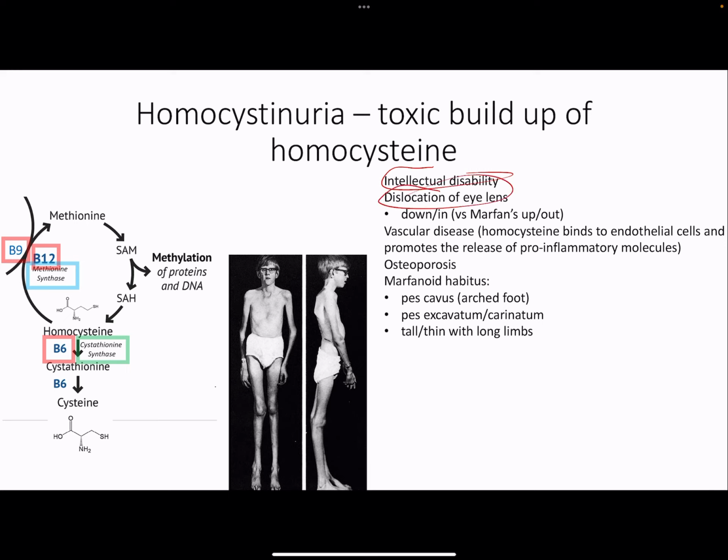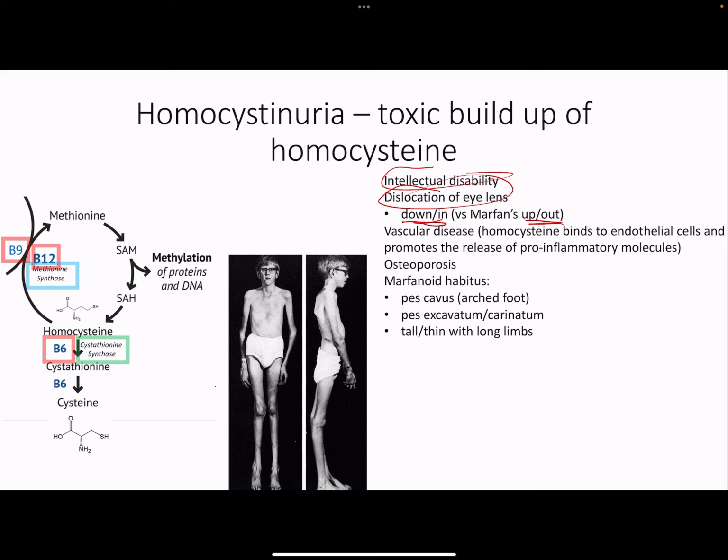So this is so esoteric, but because eye lens dislocations are already rare on top of the fact that you don't see a lot of people with homocystinuria and Marfan's, but it happens commonly in both of these, and they want you to differentiate. So here the lens is going to go down and in, right? We're talking about your eyeball, the lens of your eye. And then Marfan's is going to go upwards and superior and lateral a little bit.